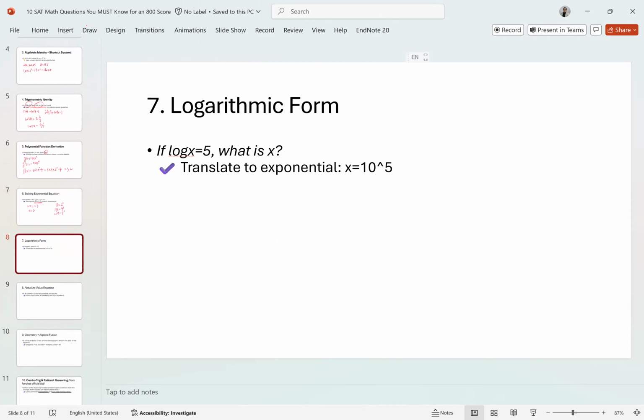And for question 7, if log x equals 5, then what's the value of x? Then we just translate to the exponential, right? So log x equals 5. Since here log just means log base 10, x would equal 10 raised to the power of 5, right?